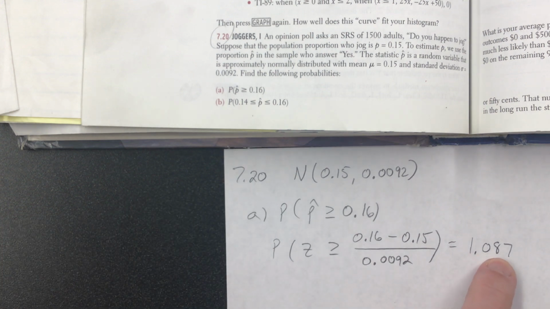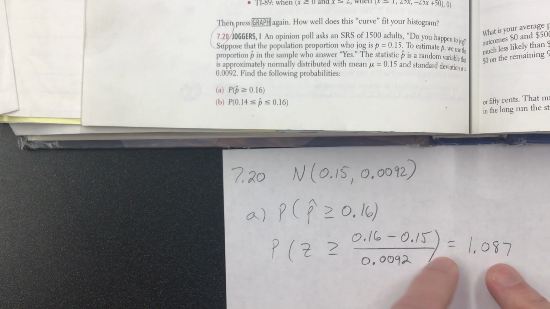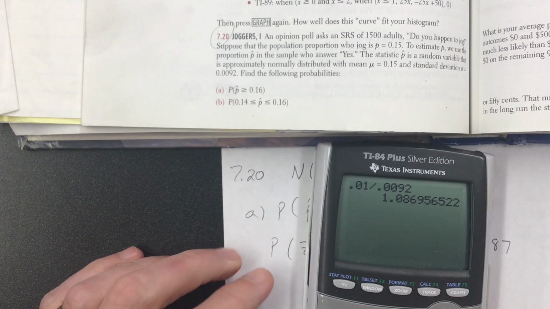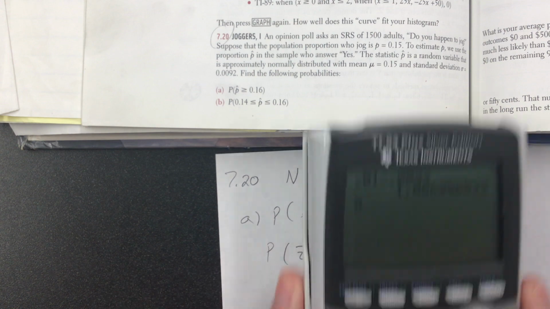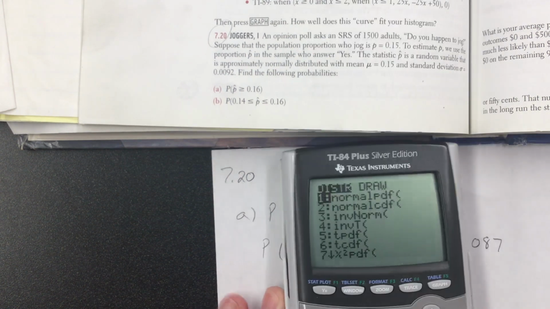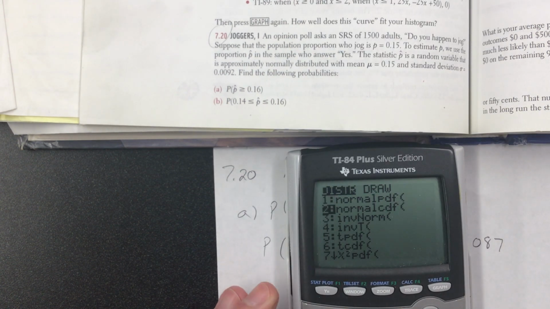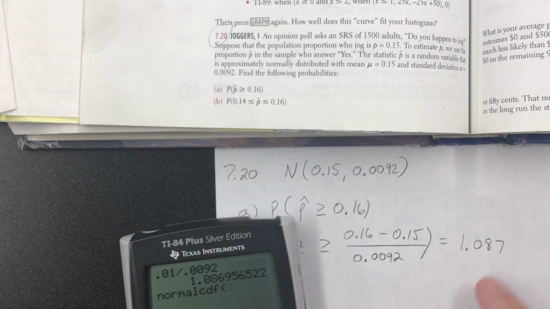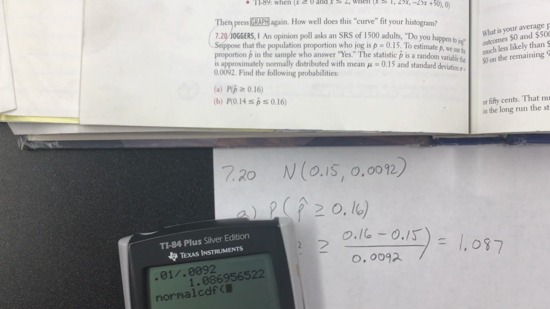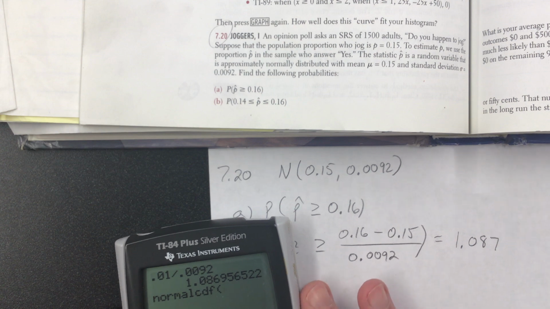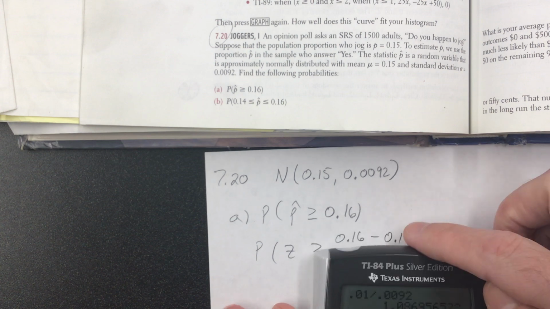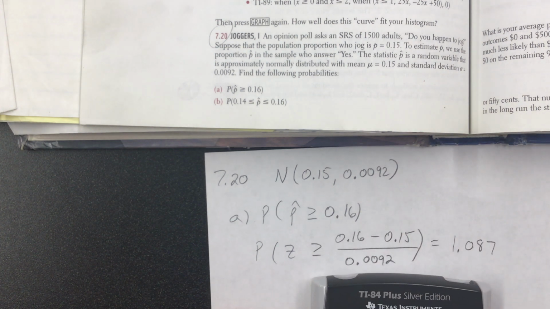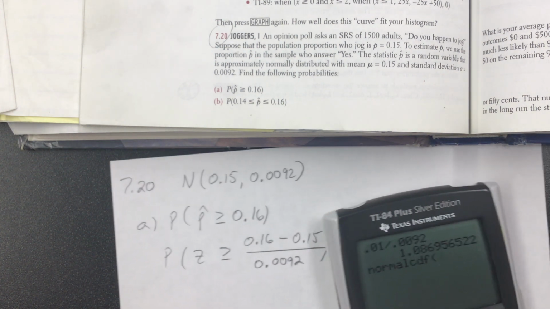Now, you can use table A. Table A is only accurate to 2 decimal places, so you'd have to look up 1.09 if you want to use table A. Or on your calculator, remember the normal CDF, right? It's under the distribution menu. So I go distribution menu, normal CDF. Now I could enter my z-score and make my mean 0 and my standard deviation 1, or I can enter the original information. Either way, we'll get the correct answer. I guess I'll demonstrate that.